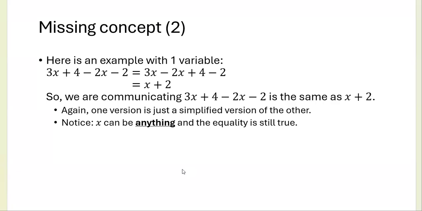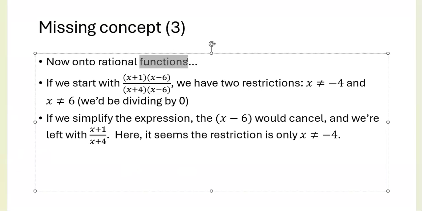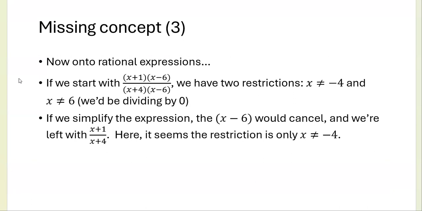Now let's move on to the rational expressions. Okay? Rational functions. Let me change it to expression. We're not really dealing with functions here yet. Okay. Maybe I should check my work. Okay. But anyway, so let's revisit the same example. If we start with this guy over here, x plus 1, x minus 6 divided by x plus 4, x minus 6, notice that x cannot be negative 4 and x cannot be 6. We have these two restrictions. We'd be dividing by 0, which cannot happen.